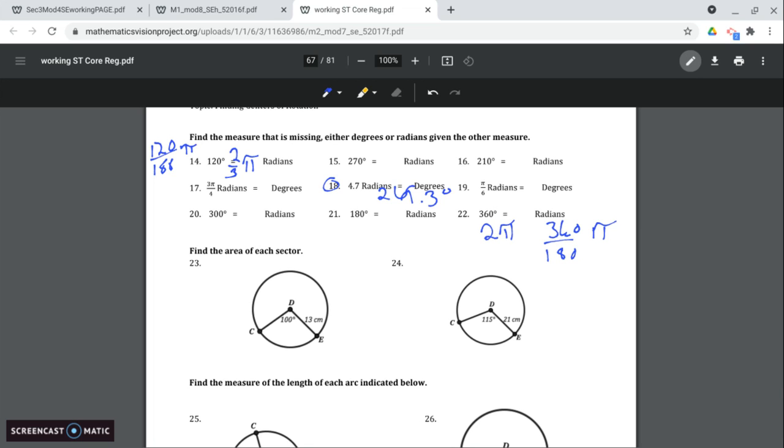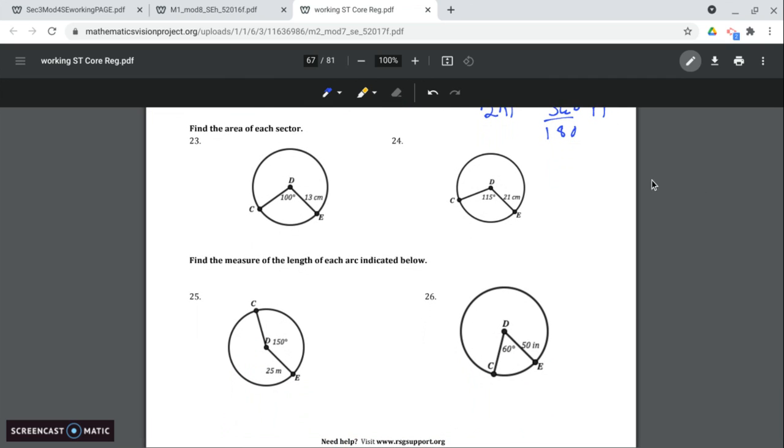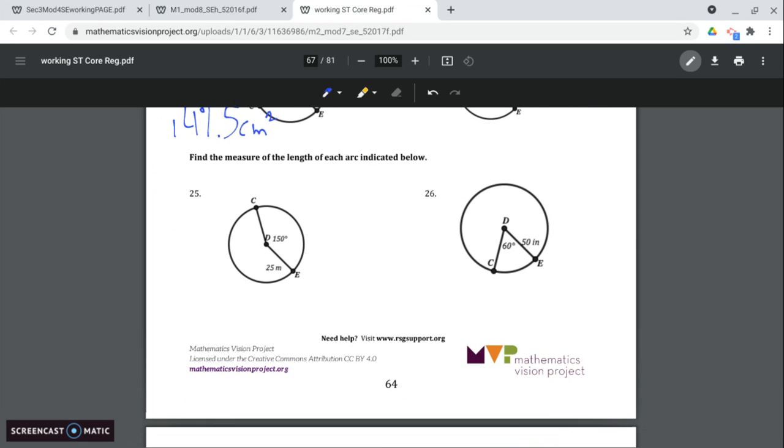All right, our next section is finding the area of each sector. So remember, area of the sector, we do 100 over 360 times pi 13 squared. So 13 squared is 169, and we're going to multiply that by 100 divided by 360, which is going to give us 46.9, and then we multiply that by pi to get 147.5 centimeters squared.